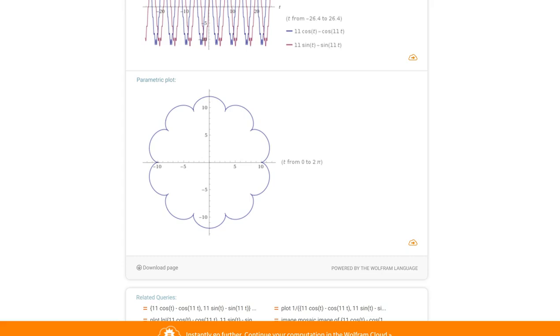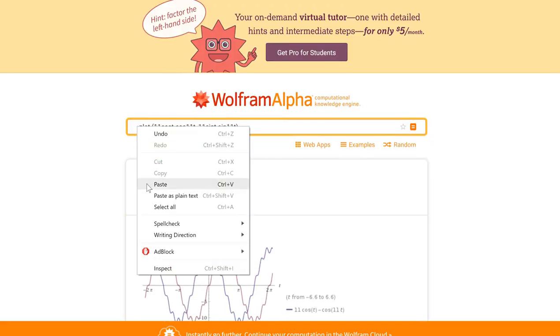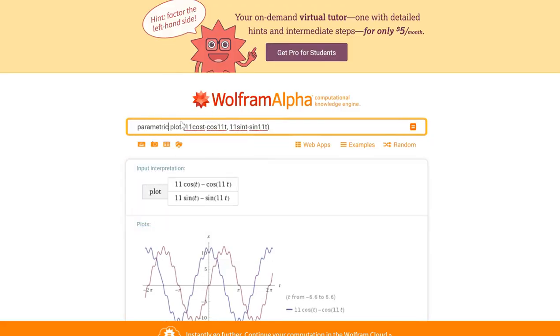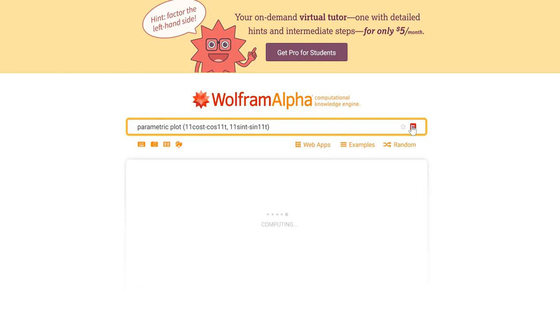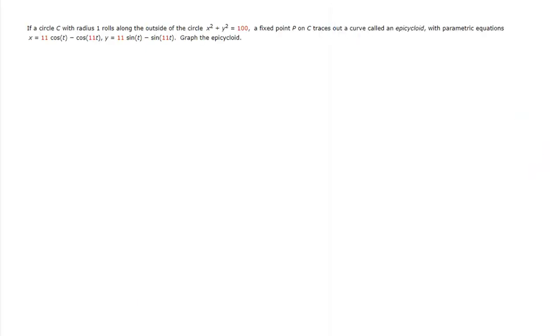So if instead you just put in parametric plot, see parametric plot, and just do that directly, then it will plot it as a parametric set instead, like that. Anyway, so that's what it looks like. All right, so let me take this away, and let's just do the problem.